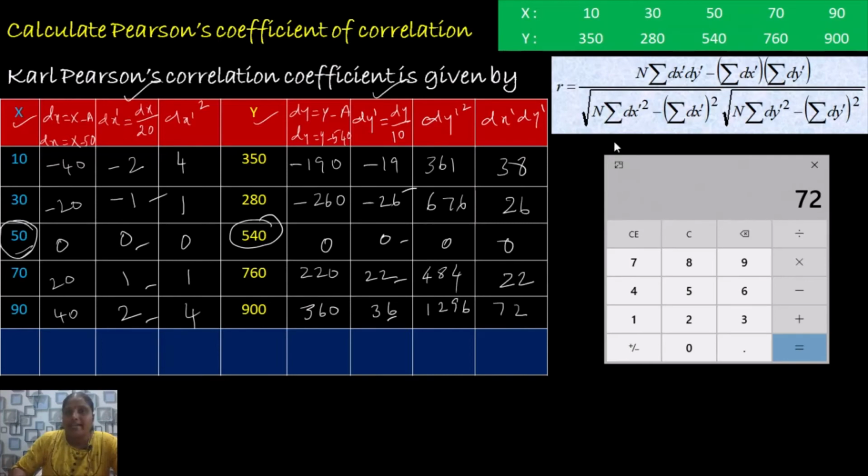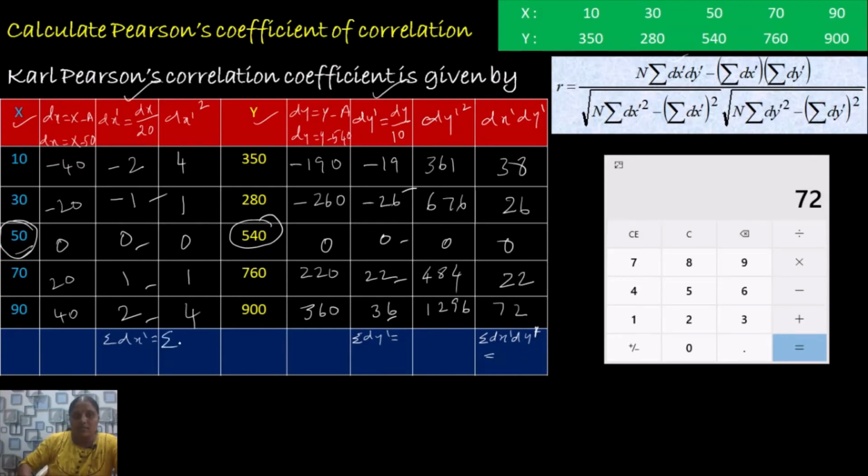So now we calculate the value of r. We need the total of sigma dx dash dy dash, and next we need sigma dx dash, and next we need the value sigma dy dash, and we need the totals sigma dx dash square and sigma dy dash square. We need all these total values.